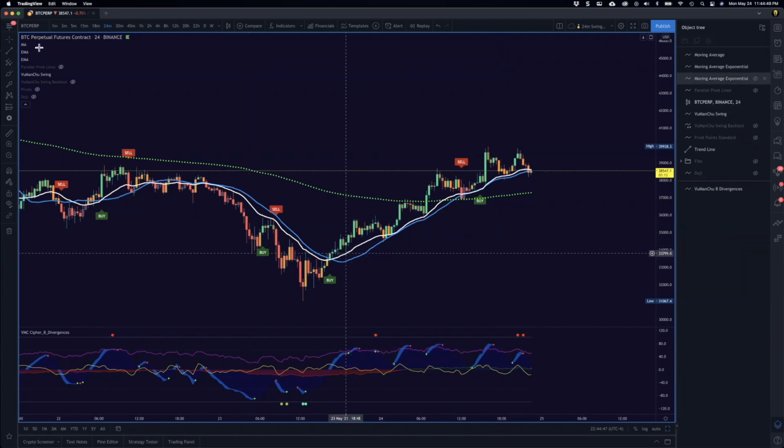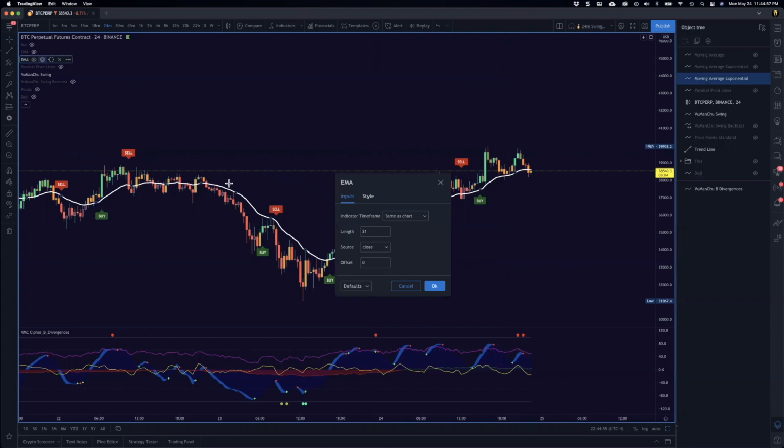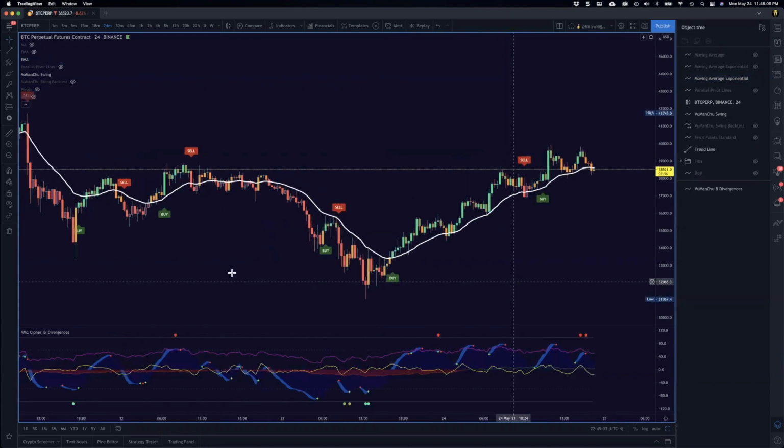So now we will look at the, I'll turn that one off, turn that one off, turn that one off. So that was the 200. I'll turn that off. We're gonna turn on the 21, okay? A 21 I set as a white line. Same thing, it's like a magnet, but the price is weaving through it, right?